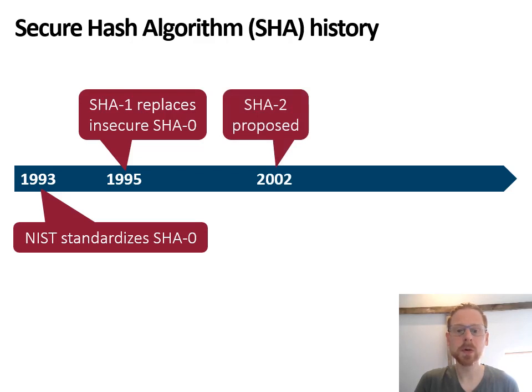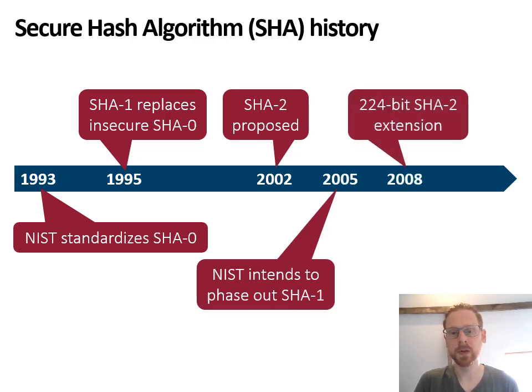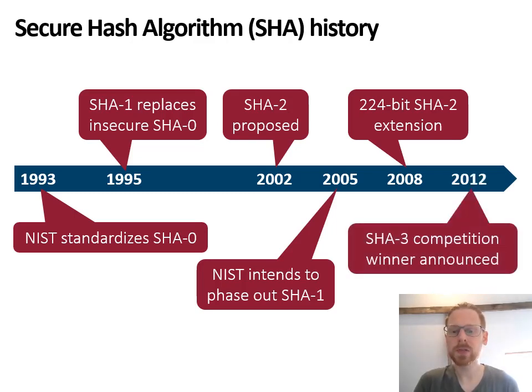In 2002, an improvement called SHA-2 was proposed, and in 2005, NIST decided to phase out the use of SHA-1 in favor of SHA-2. In 2008, some extensions were proposed with larger, different-sized hash values. And finally, in 2012, NIST concluded a competition to develop a replacement of SHA-2 referred to as SHA-3.